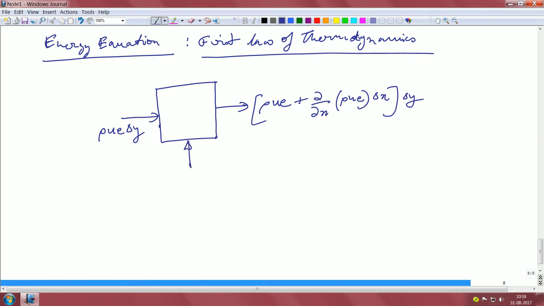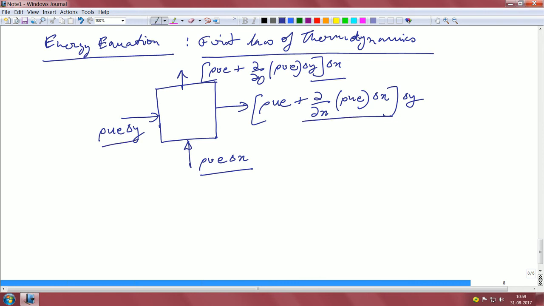Similarly, there will be energy brought in by the vertical stream, which will be rho v e into delta x, and what will be coming out will be rho v e plus d by dy of rho v e into delta y, into delta x. This is the energy coming in, and this is the energy going out. Energy is like mass: whatever mass is flowing in brings with it a certain amount of energy. There is a blob of mass flowing in, it carries a certain amount of internal energy, and that is what we are budgeting for here.